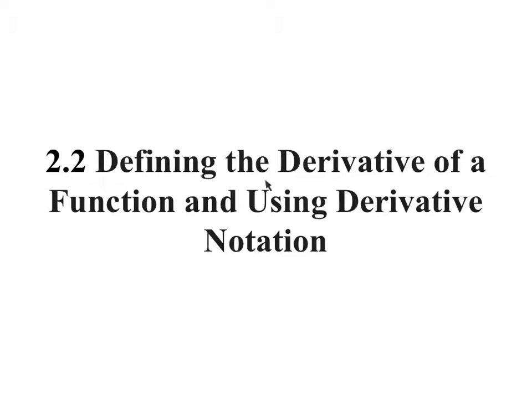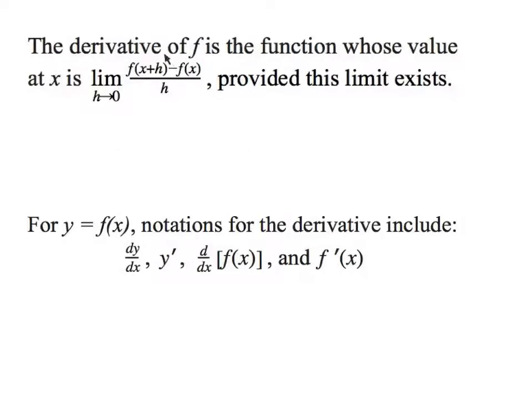Section 2.2, defining the derivative of a function and using derivative notation. The derivative of f is a function whose value at x is this, provided the limit exists. So what did we talk about this is? This part right here is the average rate of change. But the average rate of change as the denominator approaches 0 is undefined because you can't divide by 0. But if you take the limit, you could find what it's approaching. And so this right here is called the instantaneous rate of change. And the derivative is the instantaneous rate of change.